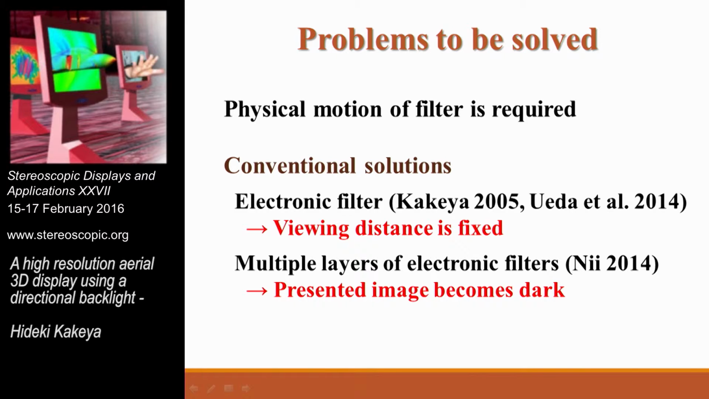One is to use electronic filters. And I also made a kind of prototype system. But with only one layer of electronic filter, we can move in the horizontal direction or in the vertical direction, but we can't move in the depth direction. If we place multiple layers of filters, then the viewer can move forward and backward. But if we place multiple shutters, then the image becomes very dark, so it's not practical.